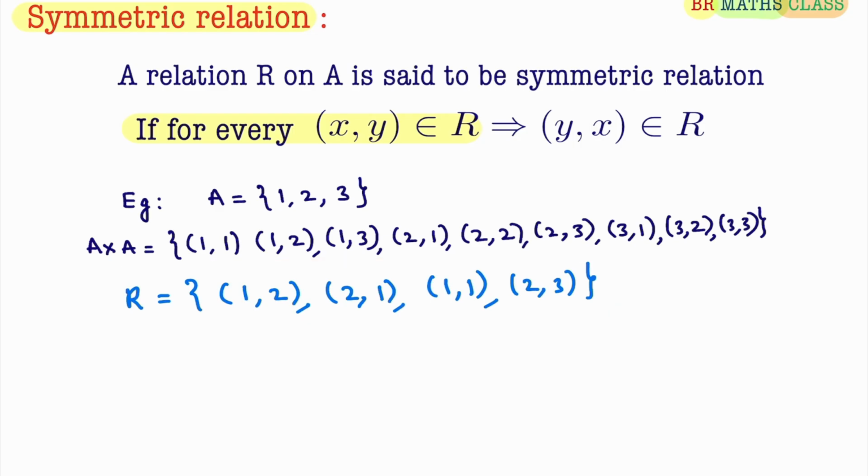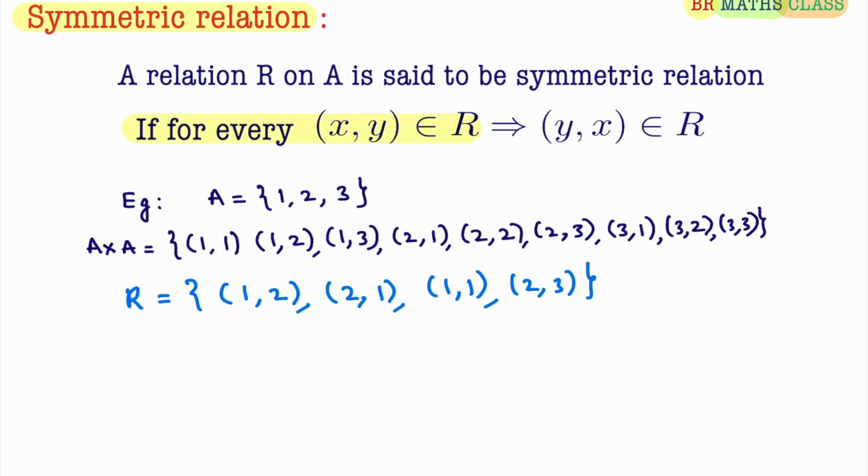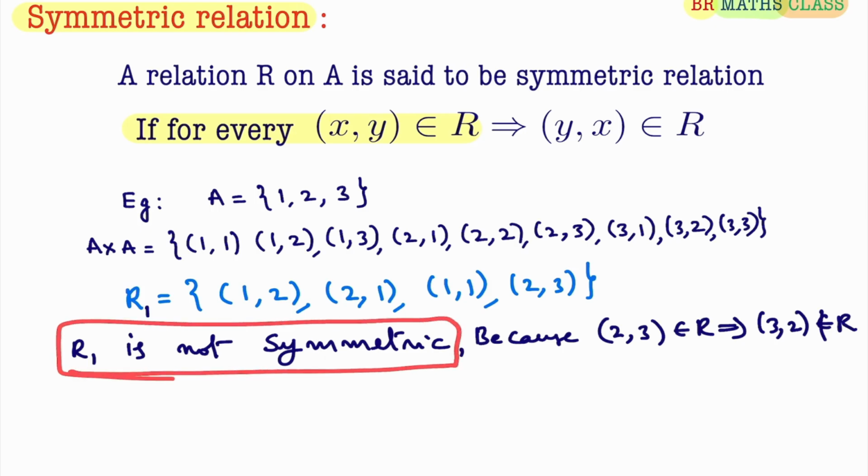When it is symmetric, for every ordered pair x comma y in the relation, y comma x also must be present in this relation. Then only we say that this relation is a symmetric relation. So what I'll write here, I'll name it as R1. R1 is not symmetric. Why is it not symmetric? Because 2 comma 3 is there in this relation, but 3 comma 2 does not belong to the relation. That's why we say that this relation is not symmetric.